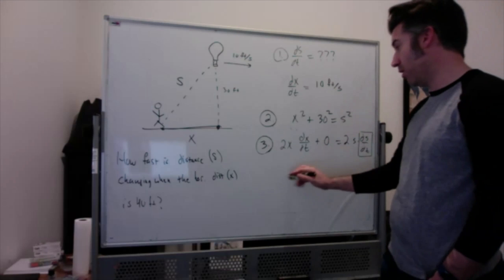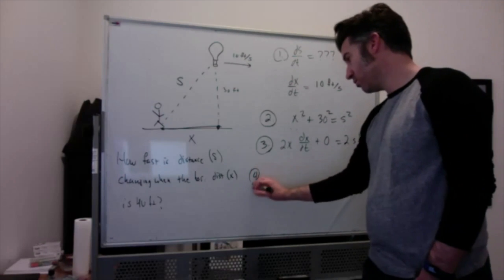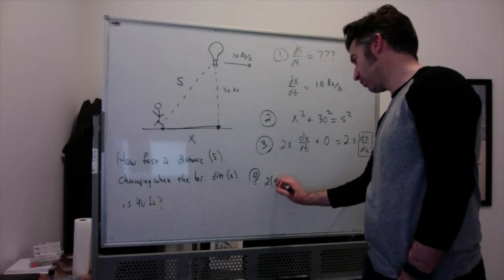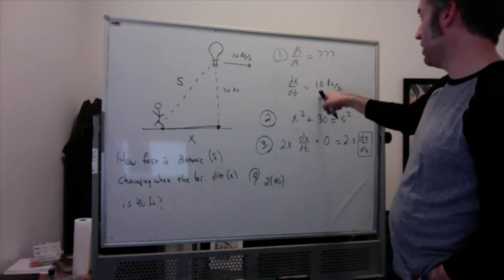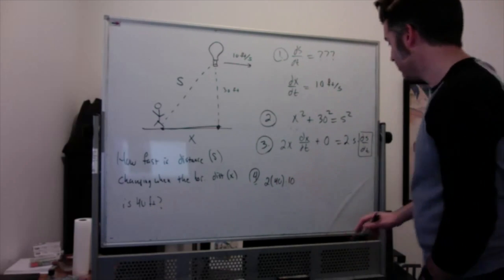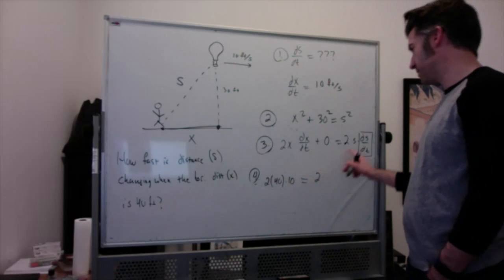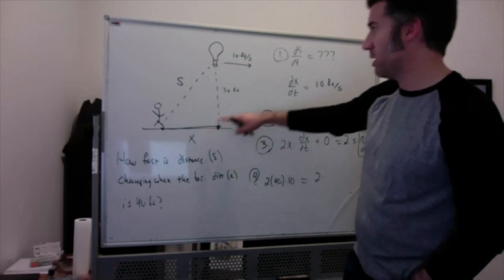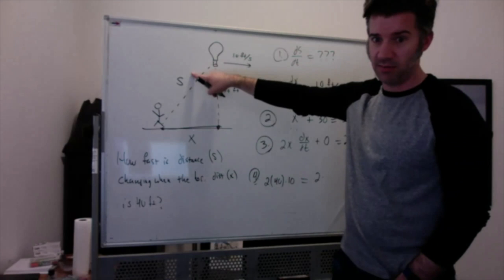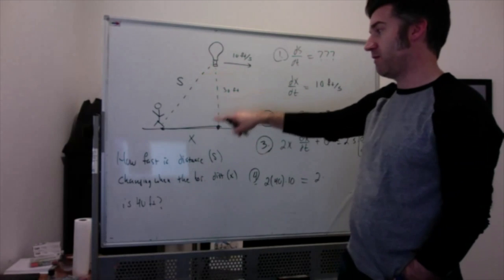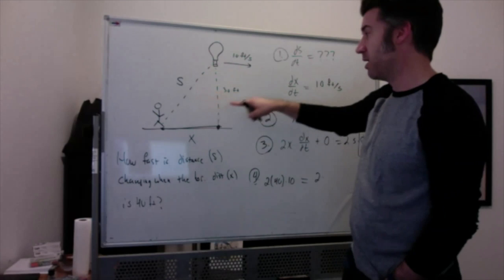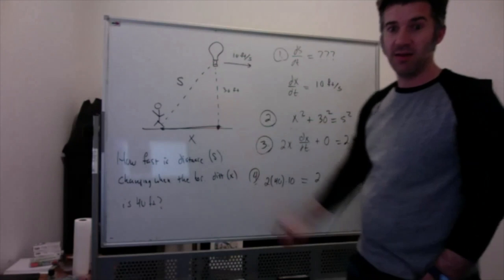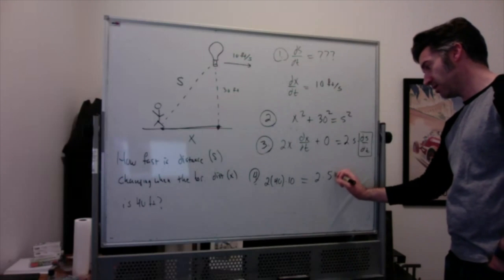So we have to plug in what we know. We know that x is 40 feet. So we get 2 times 40 feet, times dx/dt, which is 10 feet per second, equal to 2 times s. We don't actually know what s is yet, but we can figure it out. If x is 40 and this is 30, what does s have to be? Well, it's a 3-4-5 triangle, but all the sides are multiplied by 10. So it's a 30-40-50 triangle.